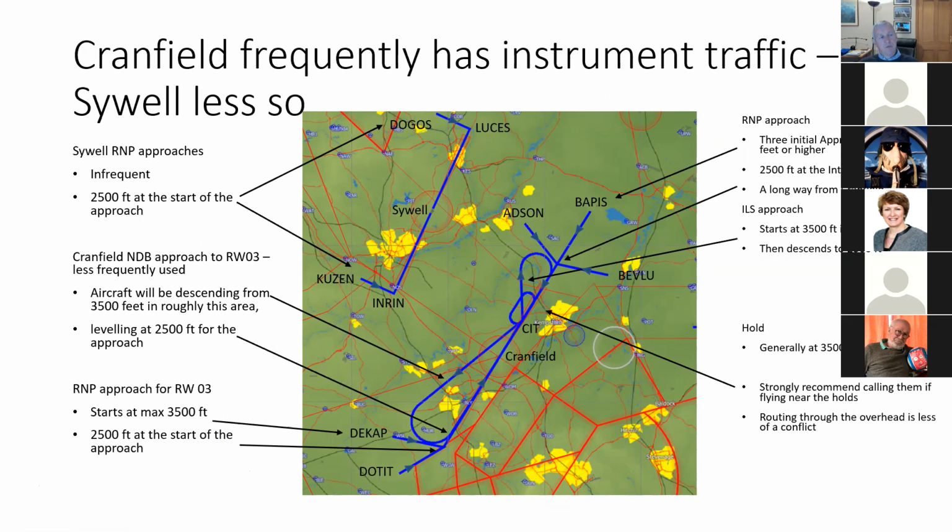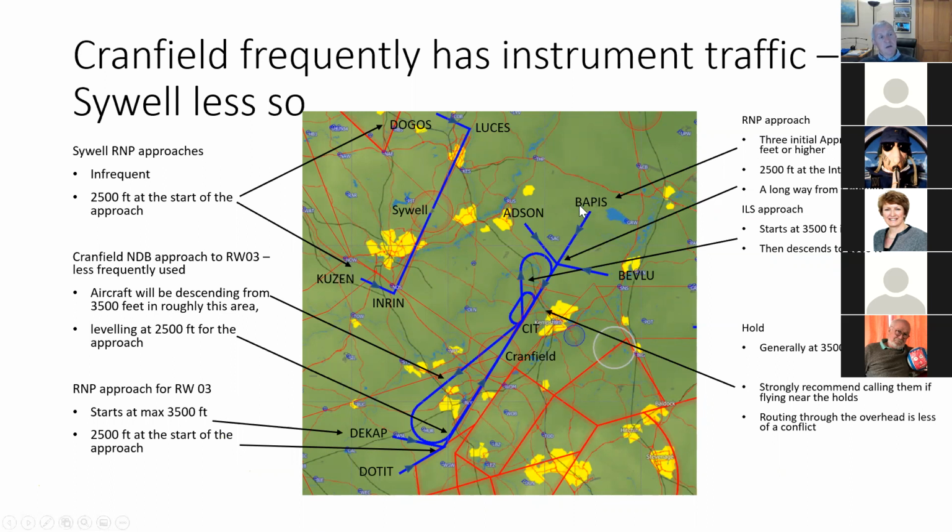But again, Cranfield have got a series of RNP approaches, which come in from these places: Addison, Bapis, Bevlou, and down here, Decap and Dotit. But look at how far these go out. This point here, Bapis, is just to the west of Grafham Water. So if we're flying up here, we're not thinking about Cranfield as a threat, but it is, because that's where their instrument approaches start.